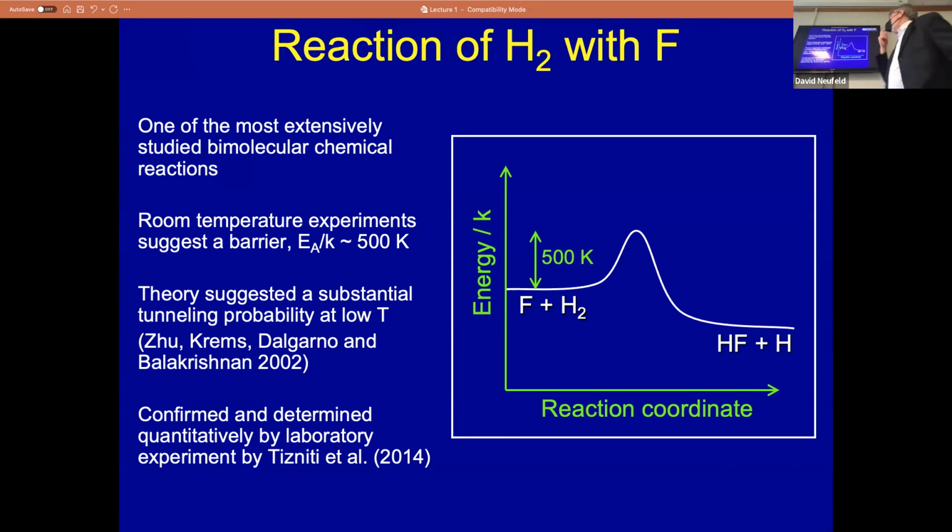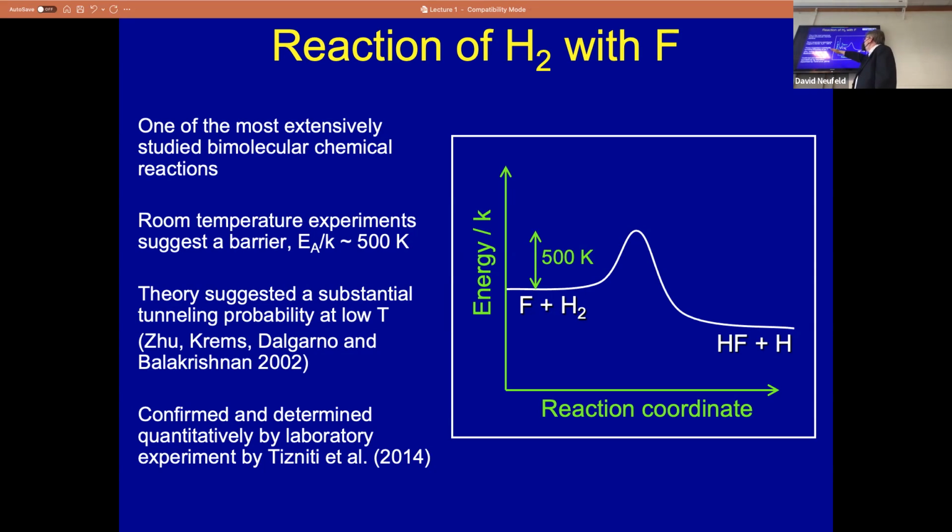As some of you probably know, the reaction of atomic fluorine with H2 is probably the most extensively studied bimolecular chemical reaction there is. Room temperature experiments suggest that there's an activation energy barrier of around 500 kelvins. So they measure the reaction rate at room temperatures, and it's going like an Arrhenius expression with a 500 Kelvin barrier. But of course, because it's exothermic, there's also the possibility that you could have tunneling, so that even if the kinetic energy were below this activation energy barrier, you still could have a significant probability of forming HF.